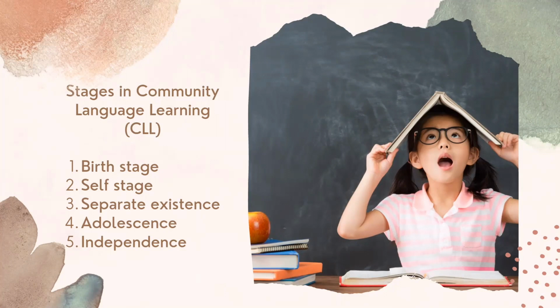The third stage is the separate existence. In this stage, learners can speak independently. Fourth, we have adolescence. The learners are independent, although they are aware of gaps in their knowledge and feel secure enough to take criticism and being corrected. And the last stage is the independence. Complete independence from the knower. The child becomes an adult and becomes the knower.